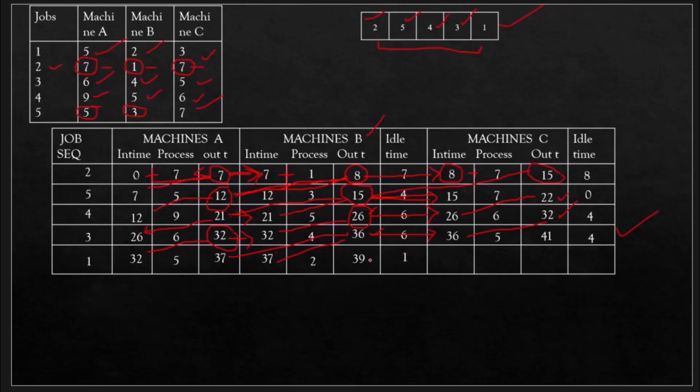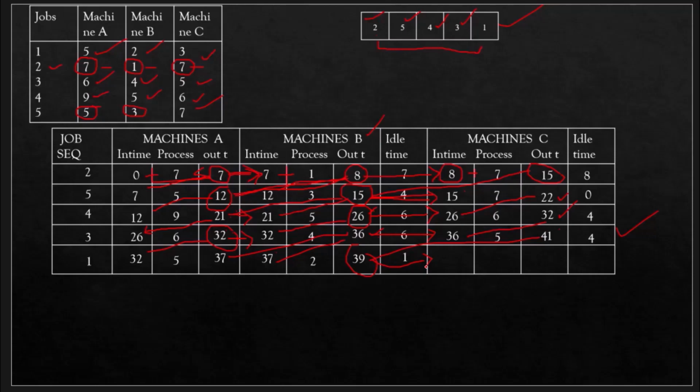Again we want to cross check mission B and mission C out times. The mission B out time is 39 hours, and the mission C out time is 41 hours. We want to take the maximum one. So we can't give the input at the 39th hour, because the process is still going on in mission C.